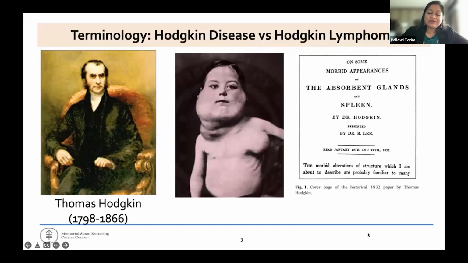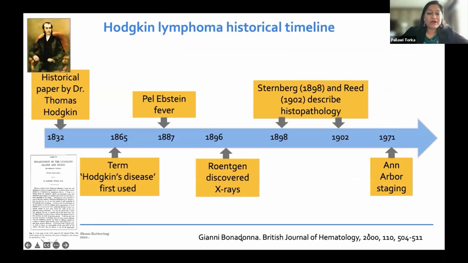So I always like to start with this slide just to remind everyone that this is not a new disease. We have known about Hodgkin lymphoma for more than 2 centuries now. It was first described by Dr. Thomas Hodgkin in a seminal paper in 1832. But he didn't call it Hodgkin lymphoma at that point. The term Hodgkin lymphoma was actually defined by Dr. Wilks, who quoted Dr. Hodgkin's paper in 1865.